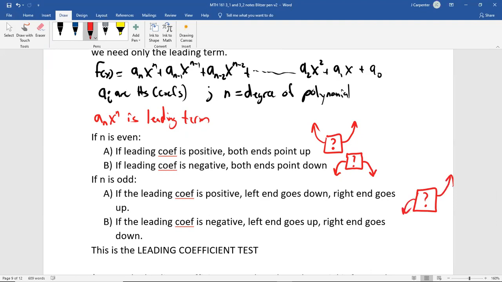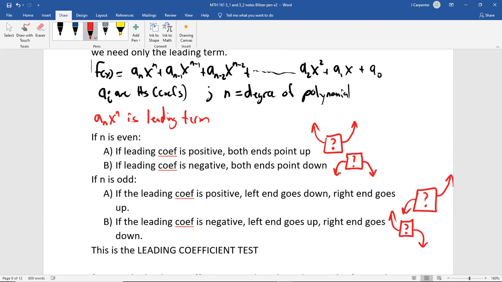Vice versa, if your leading coefficient is negative, the left goes down. Excuse me, I said that wrong. I was looking at the other one. The left goes up and the right goes down. We still have no idea what happens in the middle. We'll figure that out later. But this is the greatest way to start out graphing a polynomial, just to know what happens at the extremes.